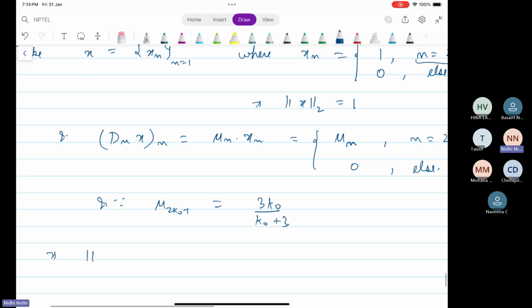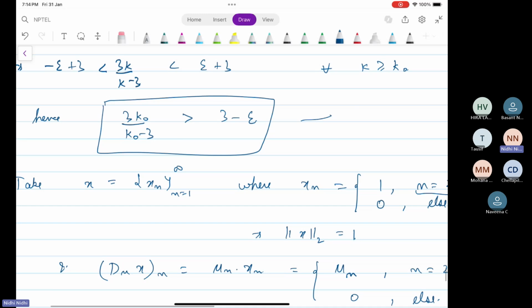This implies the L2 norm. We're in L2 norm. The L2 norm is equal to, since the rest of all the terms are 0, we have just one non-zero term. So this is equal to 3k naught by k naught plus 3.